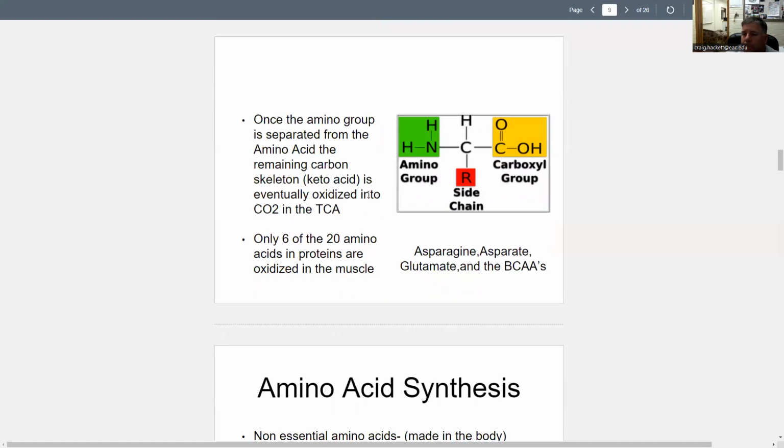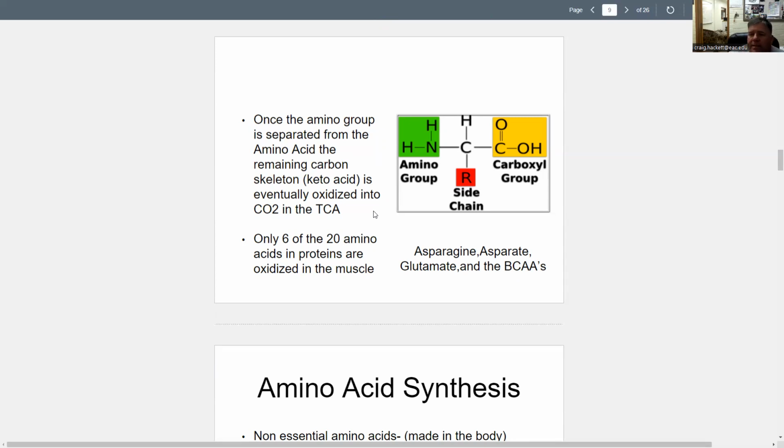So once the amino group is separated from the amino acid, the remaining amino acids form something called a keto acid chain, and that can be oxidized into CO2 in the TCA. So we can also use this keto acid in the TCA or Krebs cycle. So just another component. Once again, doesn't happen very often. It's complicated to get there, and our body does this as a means of last resort.